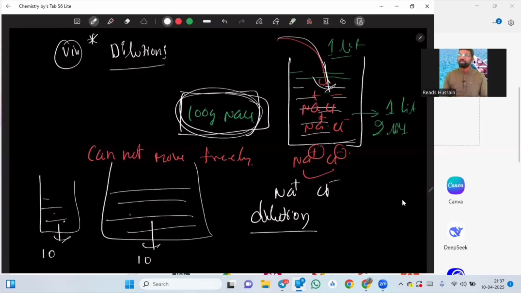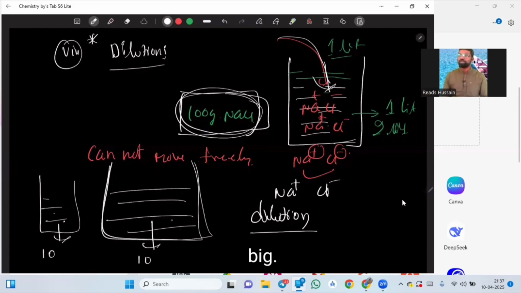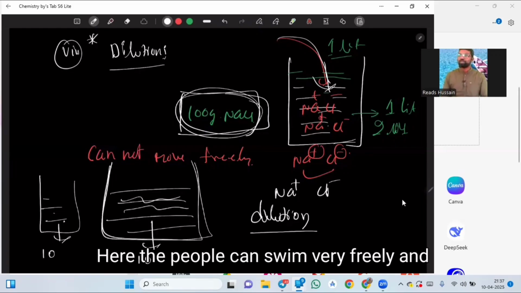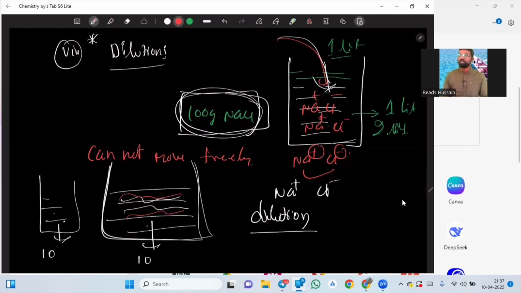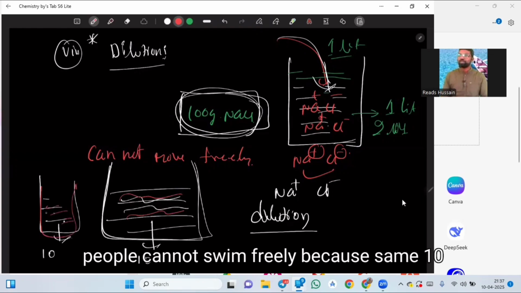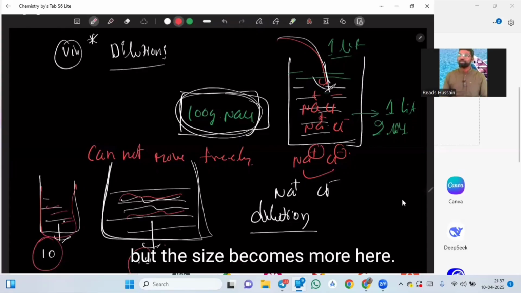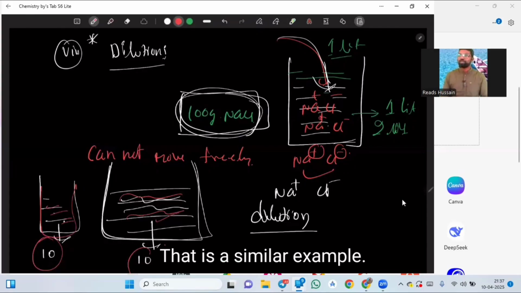In which case, these people will swim easily because the size of the swimming pool is huge, big. Here the people can swim very freely and easily. But when the swimming pool size is less, people cannot swim freely because it is the same 10 persons, but the size becomes less. That's a similar example.